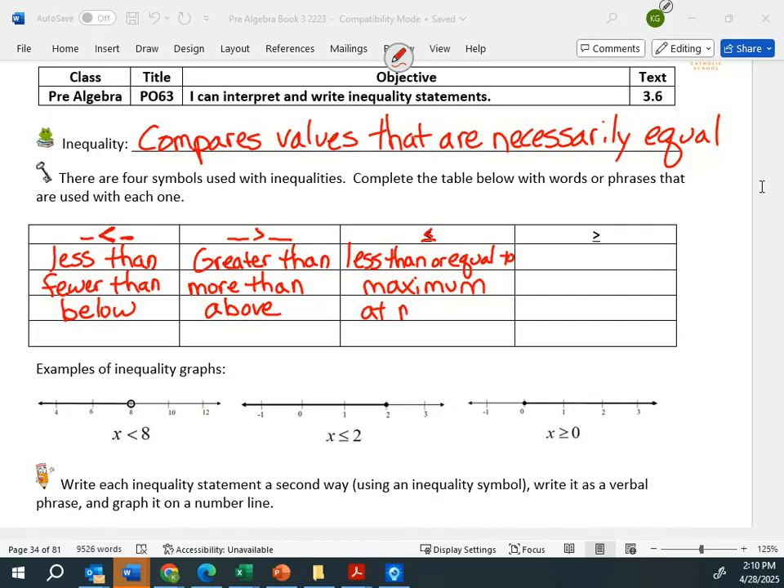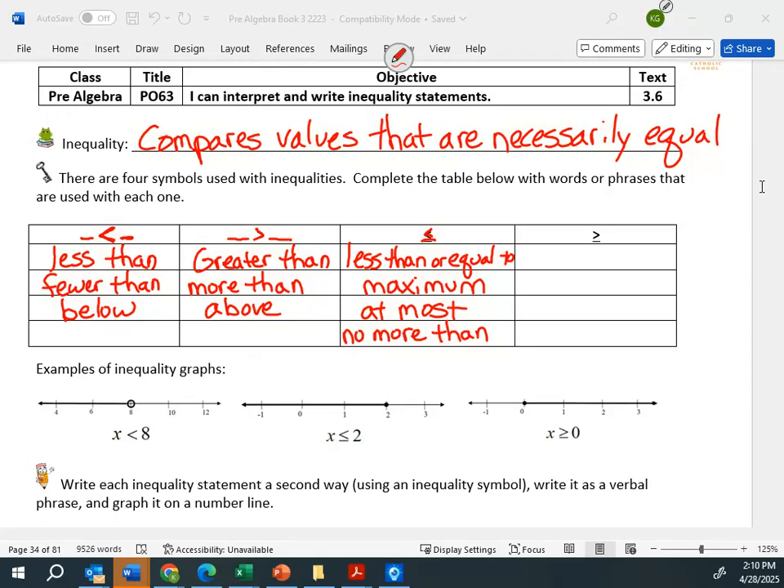So your maximum amount you could spend would be those $10. At most, you could spend $10. So you could spend less, but the most you could spend would be that 10. Or you could spend no more than that $10. Those are all different ways to say the same thing.